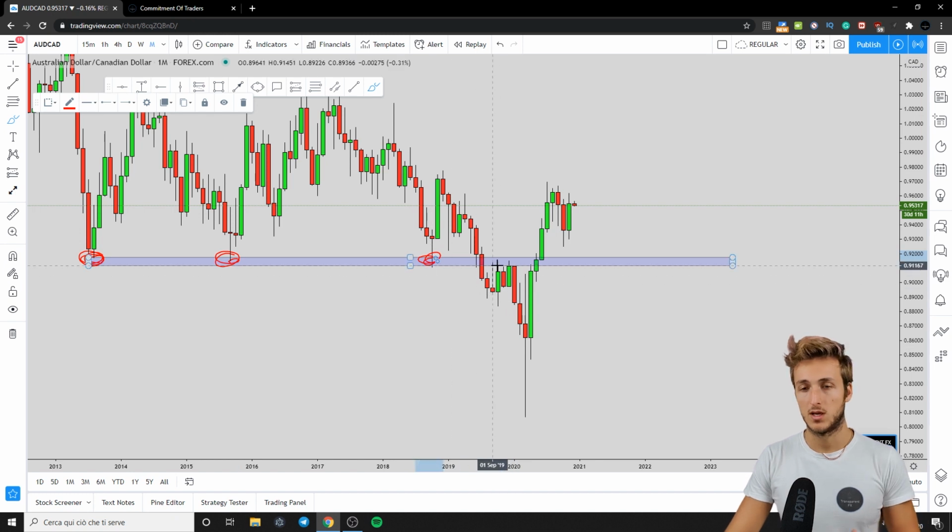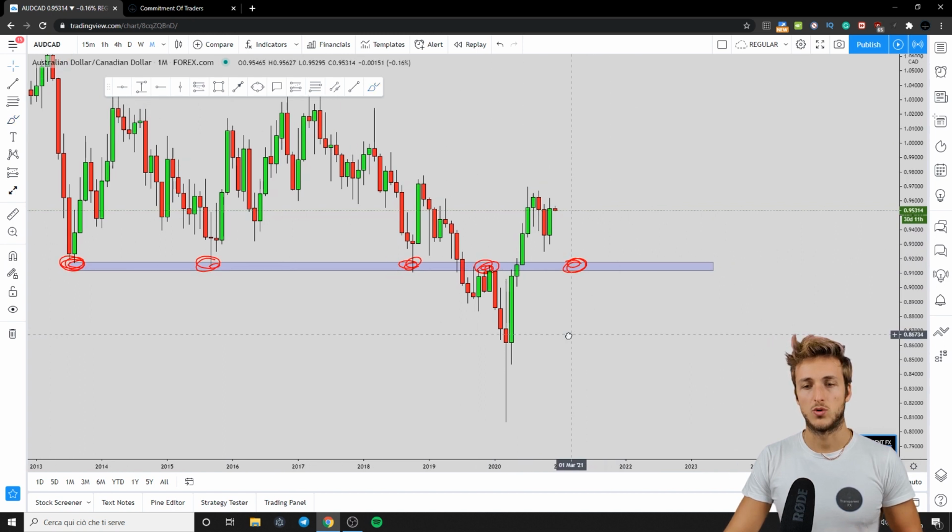After it is broken, previous support is turned resistance, so the market respected this area as resistance here and created this move to the downside. But now we consider the market has broken again back above the zone. So previous resistance, once it is broken to the upside, is turned support. And we do expect the market to go and test this support.